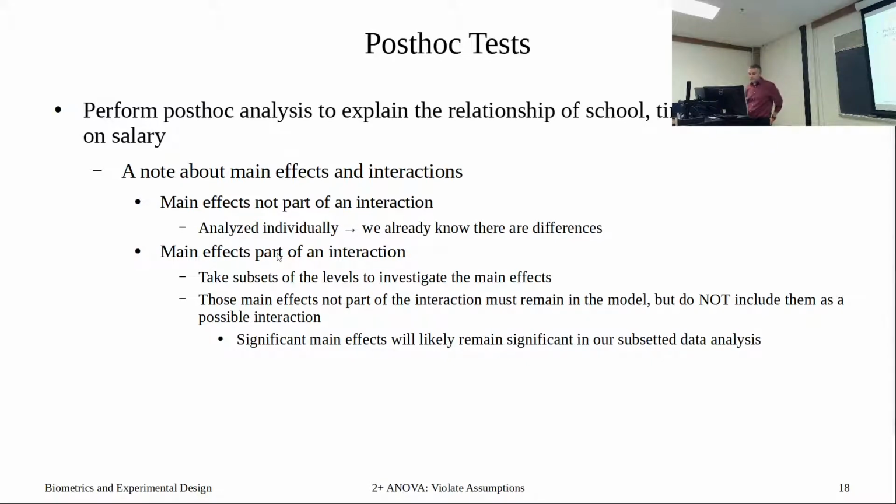All right. So, I'm just going to repeat again. If our main effect is not part of the interaction term, then we can just do a pairwise post hoc test if it's 3 or more levels. If it's 2 levels, you just look at the means. Right? You just look at the means and go with it. You're going to analyze it individually. But if that main effect is part of the interaction term, then we have to take our subsets.